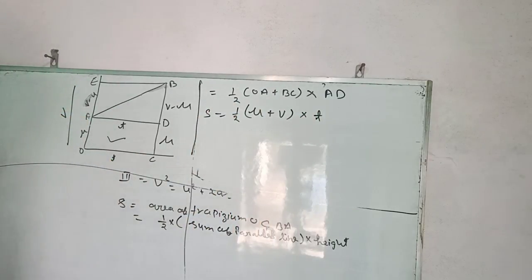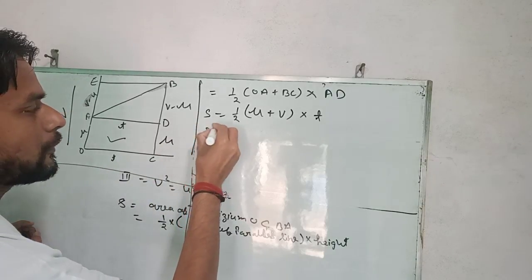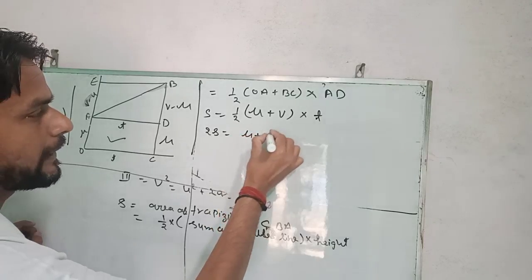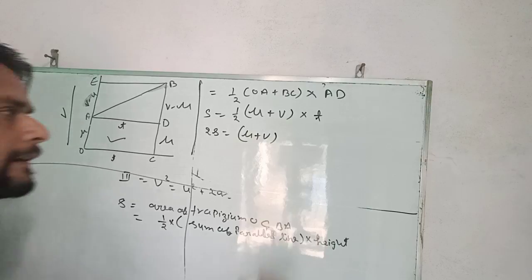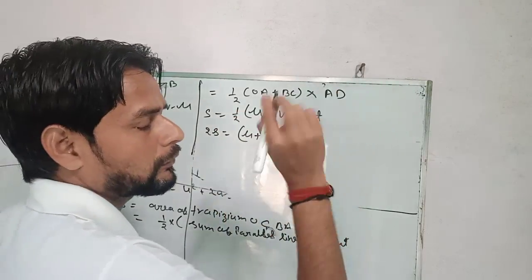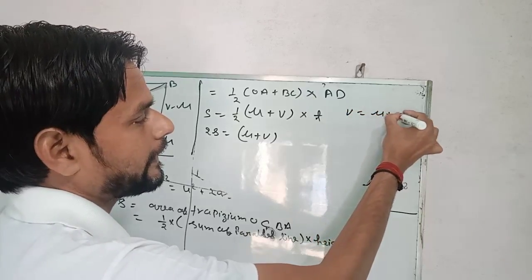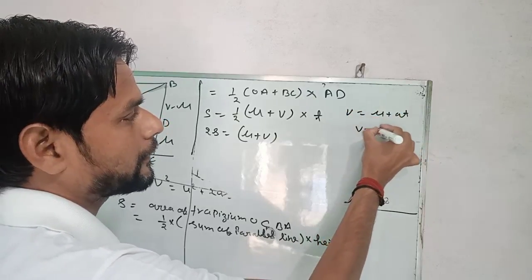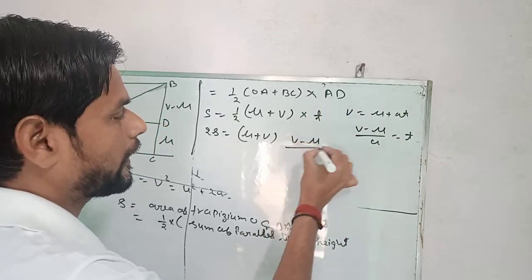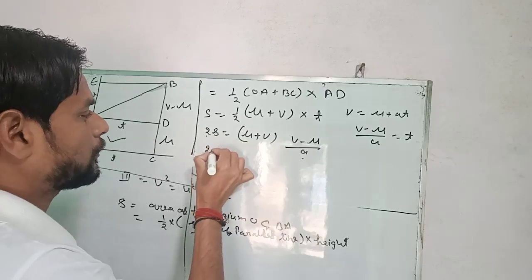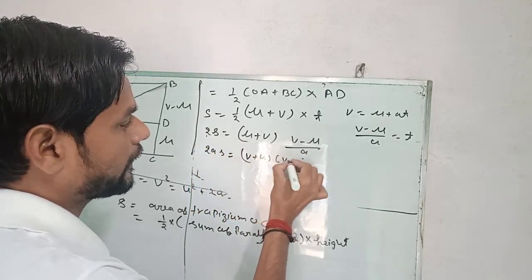Now S is equal to, by cross multiplication, 2S is equal to (U + V) times T. What is the value of T? From the first equation, V is equal to U plus AT, then V minus U upon A is the value of T. Then cross multiplying by A, 2AS is (V + U)(V − U).